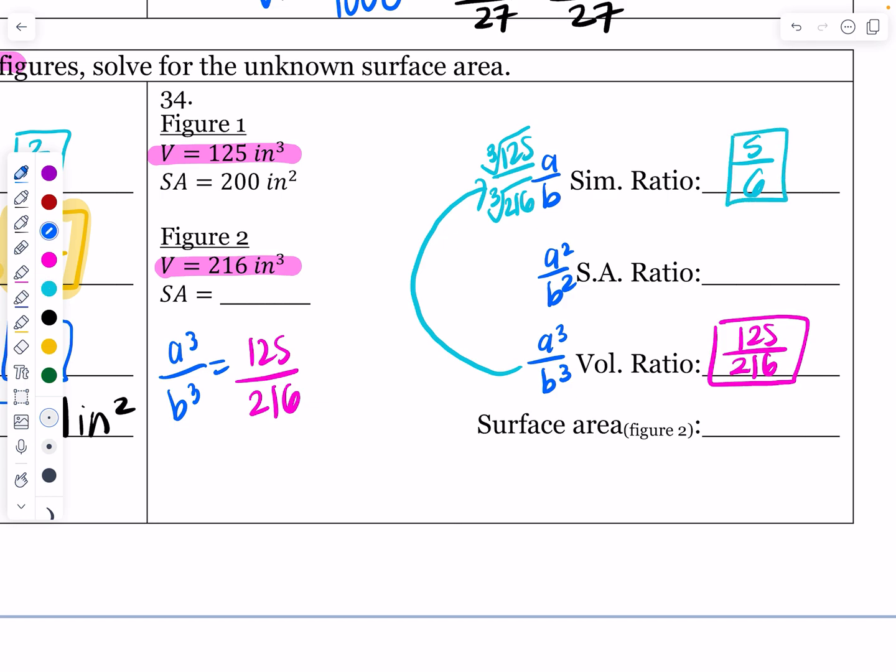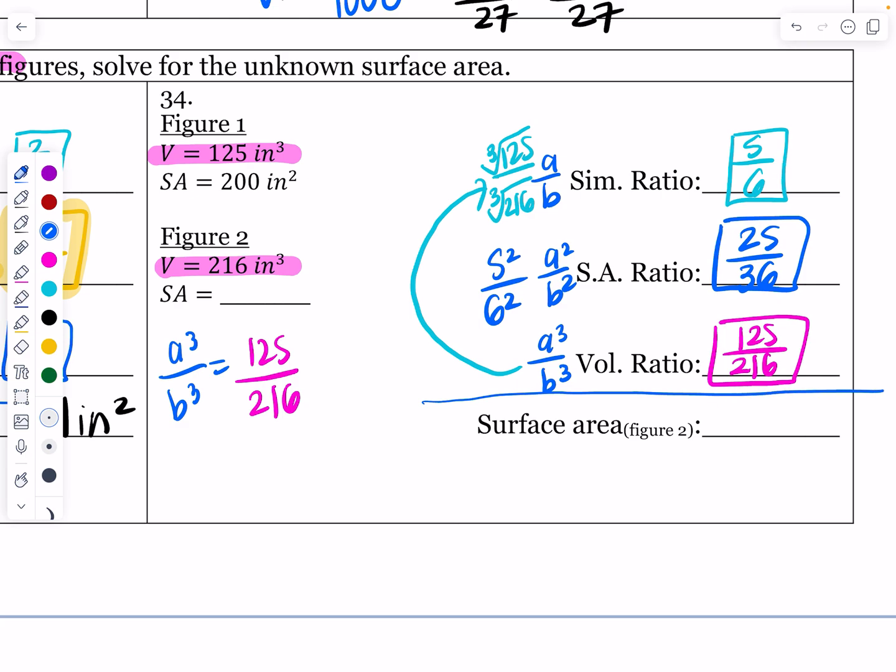Okay, so let's unlock level 2. I'm going to take a, which is 5, and square it. B, which is 6, and square it. So that's going to be 25 over 36. So I've got my 3 ratios filled in, and now I'm just going to choose which ratio I need in order to find a surface area. Well, the surface area of the smaller one is given. We want to find the surface area of the bigger one, so we're going to put an X there.